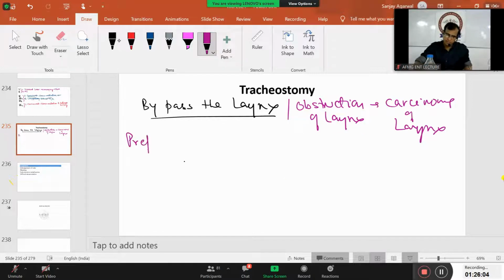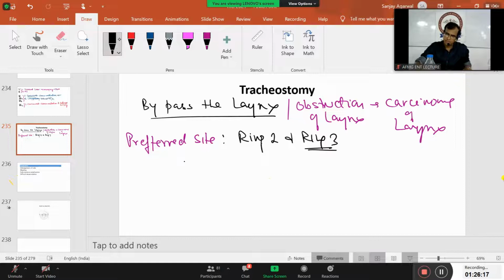Preferred site. Preferred site for tracheostomy is tracheal ring 2 and tracheal ring 3. Ring 2 and ring 3 are the preferred site for tracheostomy. We don't do it in ring 1. If you do it in ring 1, it's called high tracheostomy.